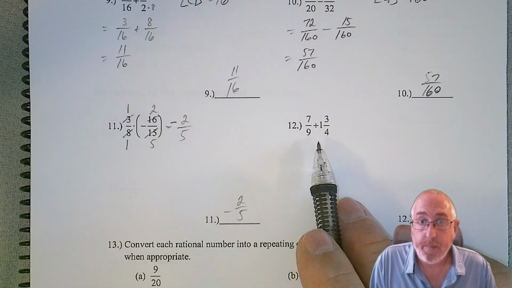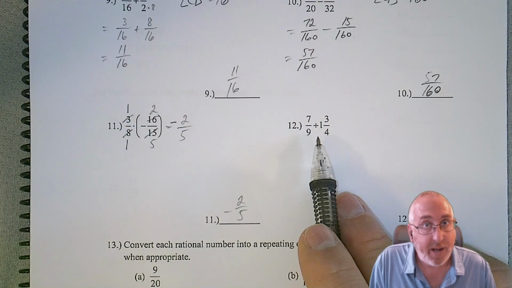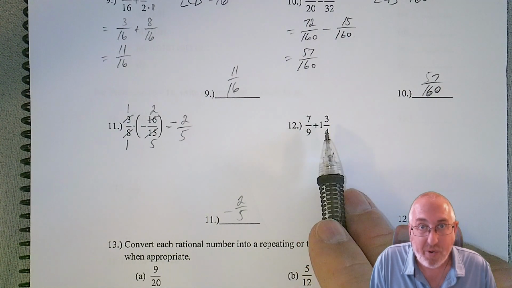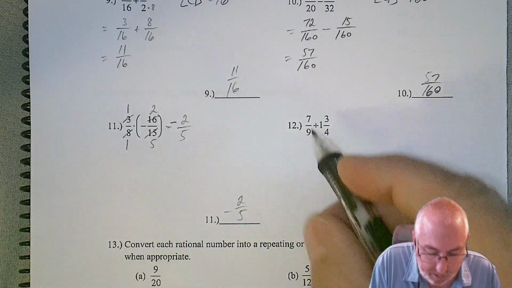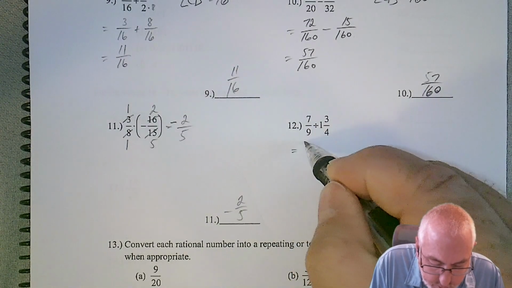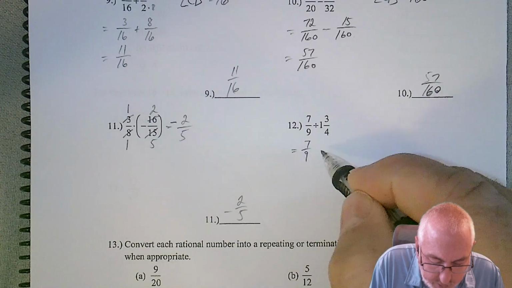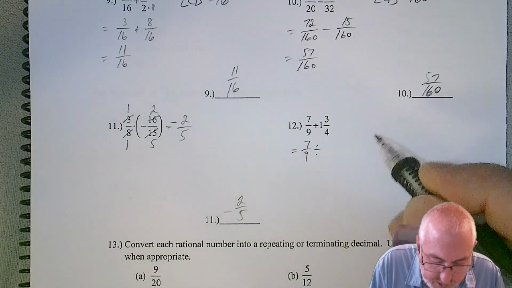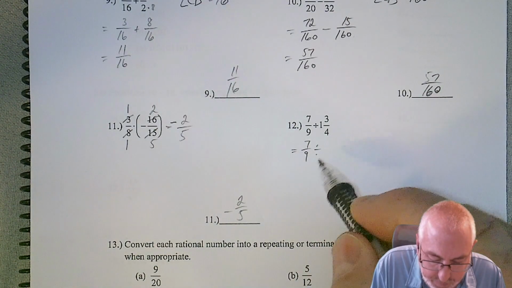Okay, so for this one, we have division. Now you can't really do much because we have a mixed number in there. So we don't want to keep that. We've got to change that first. So don't try to do multiple steps at the same time. Just take it one step at a time.